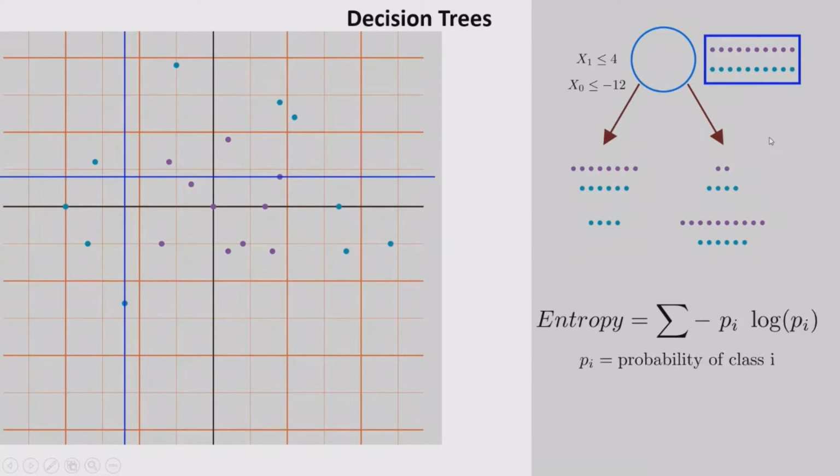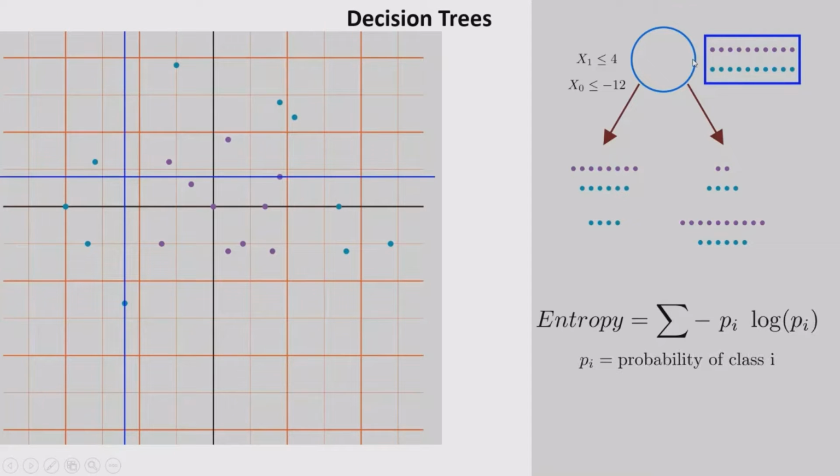So, the entropy has this designated formula. It is the summation of the probabilities of all the cases. It is the binary case, so there will be two summation terms here. If you expand this summation, there will be two terms in the expansion. One term for the purple dots and another term for the blue dots.